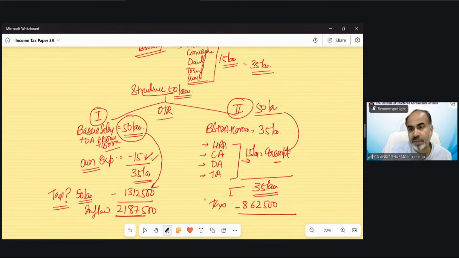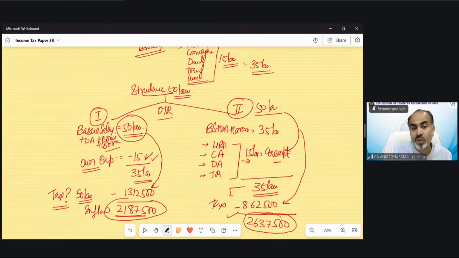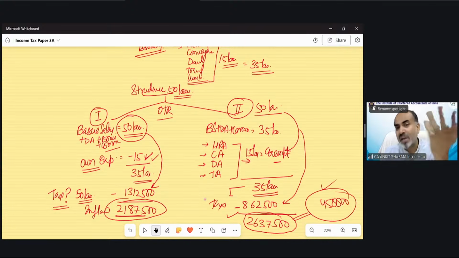So if I reduce this 15 lakh and this tax, the remaining would be 26,37,500. So my cash inflow in this case would be 26 lakh, which in comparison to the earlier case of 21 lakh, gives a difference in cash flow of 4,50,000. This would be my saving. And now what will happen? I will charge my client for this advice. I will say, okay, I need 50,000 rupees, and I'll tell you how you can save 4,50,000 rupees by just changing your salary structure.